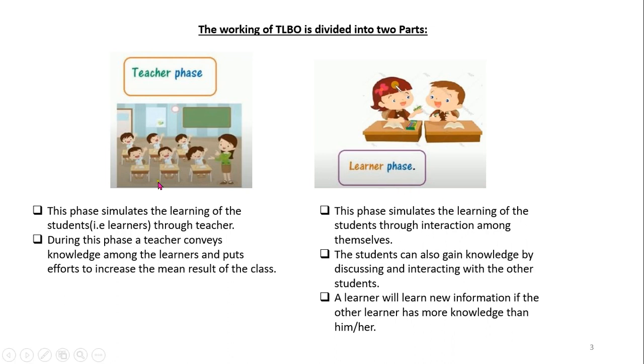The teacher phase simulates the learning of the students, who are the learners, through a teacher, and during this phase the teacher conveys knowledge among the learners and puts in effort to increase the mean result of the class. On the other hand, the learner phase simulates the learning of the students through interaction among themselves. The student can also gain knowledge by discussing or interacting with other students. The learner will learn new information if the other learner has more knowledge than him or her.